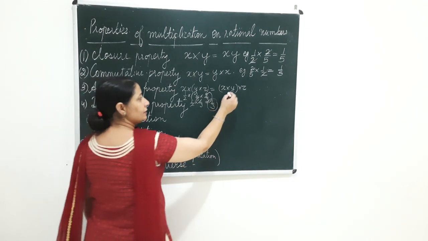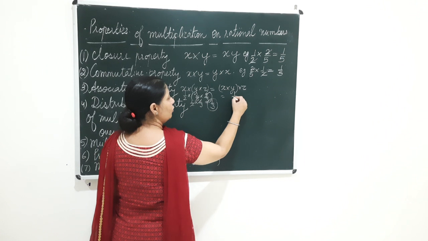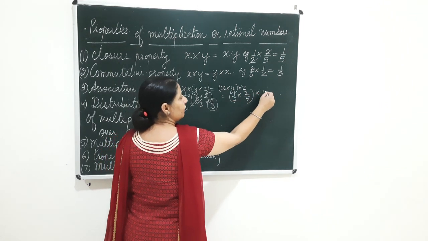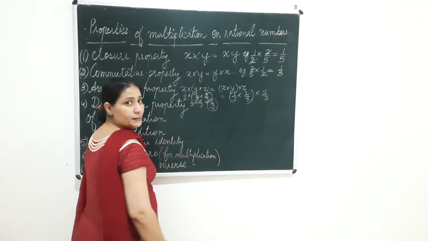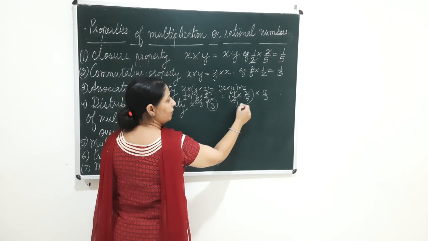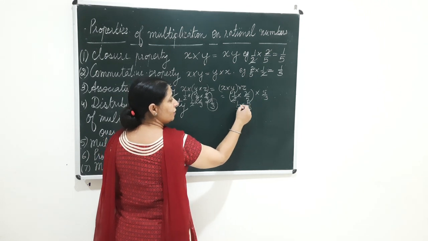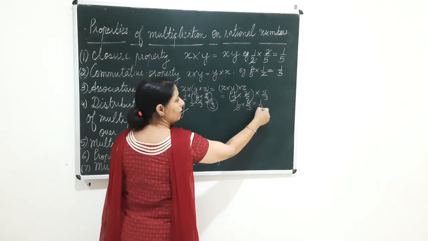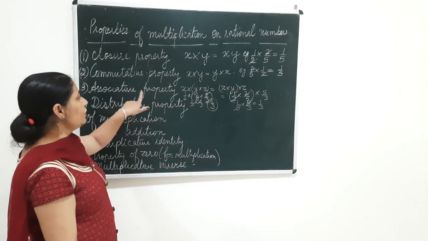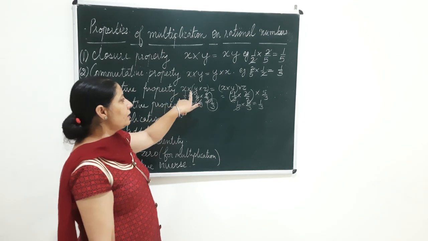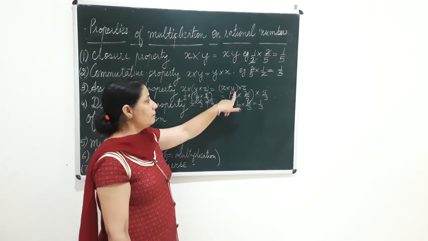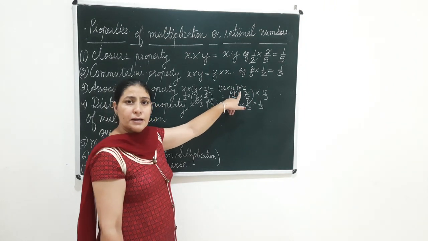Now if I take this side, x is 1 by 2 multiplied by 2 by 5 in the first bracket, multiplied by 5 by 3 in the third place. 2 gets cancelled with 2. I have 1 by 5 multiplied by 5 by 3. 5 gets cancelled. My answer to this is 1 by 3. So therefore, the associative property says that x multiplied by y multiplied by z is the same as x multiplied by y in the first bracket, multiplied by z.